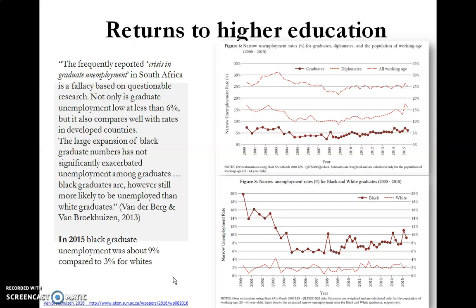The large expansion of black graduate numbers has not significantly exacerbated unemployment among graduates. Black graduates are, however, still more likely to be unemployed than white graduates. For example, in 2015, black graduate unemployment was about 9% compared to 3% for whites. So yes, we still see a racial division when it comes to labor market outcomes, but the returns to higher education itself in South Africa is not as bad as many would believe, and is comparable to developed countries.